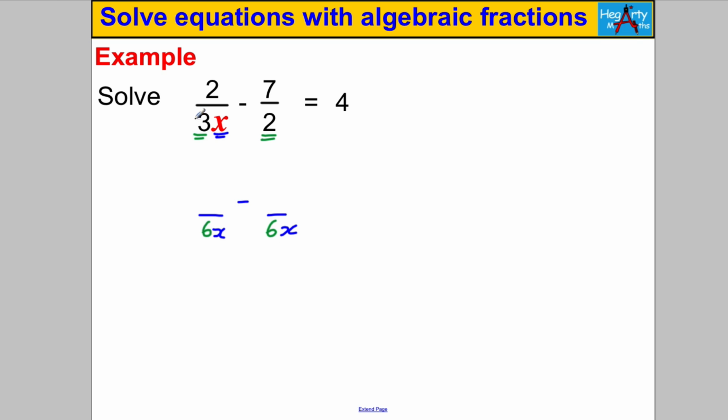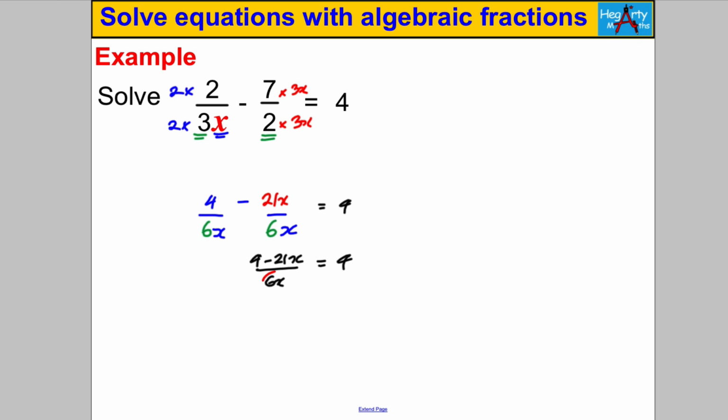Okay, what do I need to do to this to get 6x? I double it, don't I? So I must double the top, and that's 4. What did I have to do to the 2 to get it to be 6x? I multiplied by 3x. I better do that to the top as well. So I'm going to get 21x. And all of that is equal to 4. Then I can just subtract the numerators. 4 subtract 21x over 6x is equal to 4.